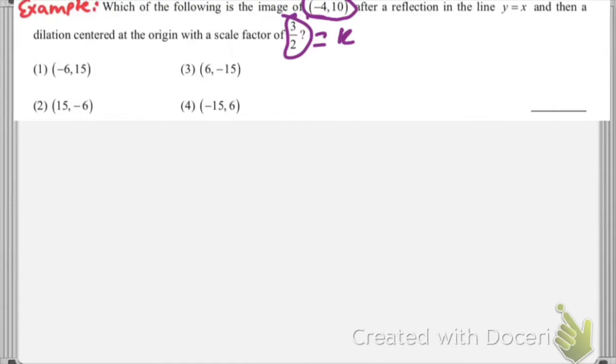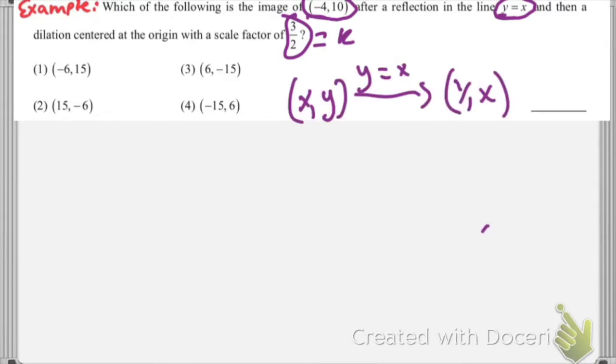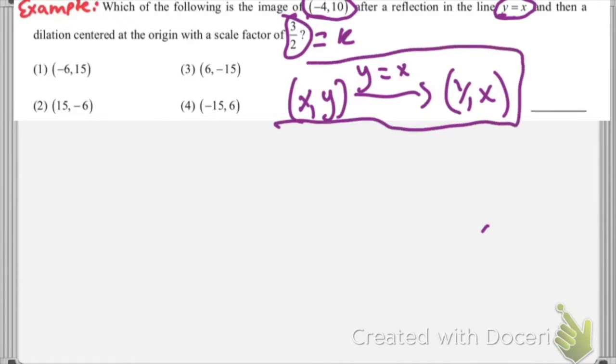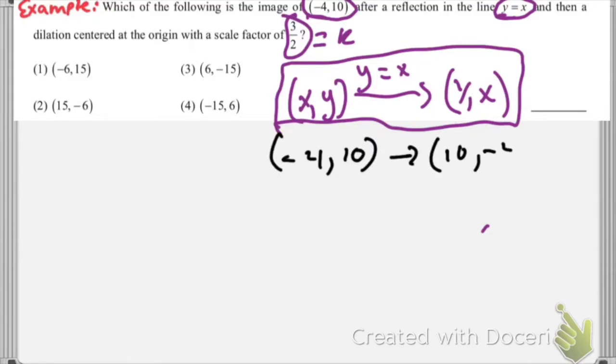But first, we have to use a reflection across the line y equals x. Now remember what happens for our rule y equals x. Recall. Just in case you forgot, this is our reflection rule. So for our point here, negative 4, 10, this is going to become 10, negative 4. That's our point. Now, what do I have to do?